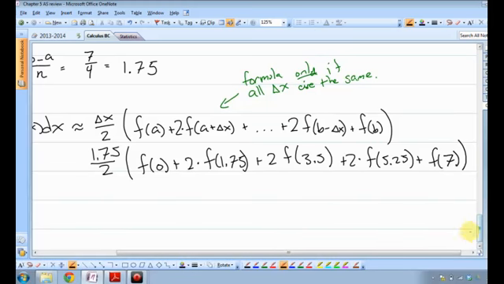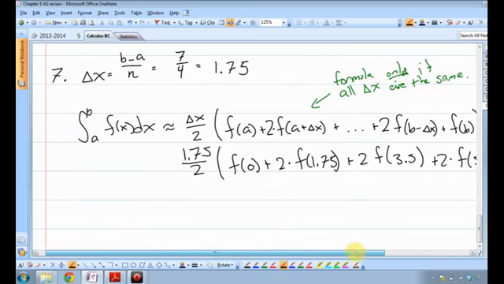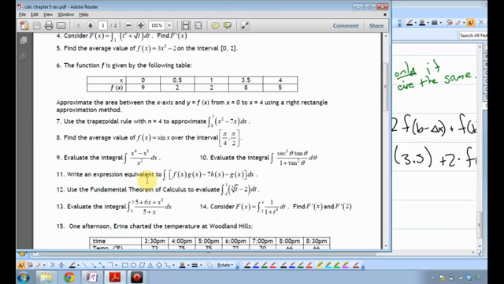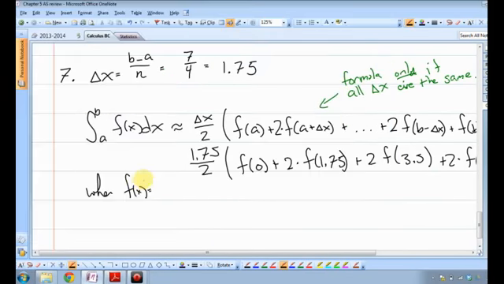And let's also remember that f of x was given to us, where f of x is equal to x squared minus 7x. So this divided by 2 is 0.865.